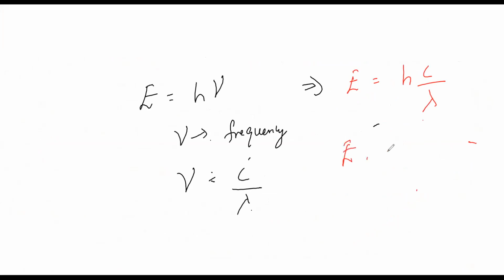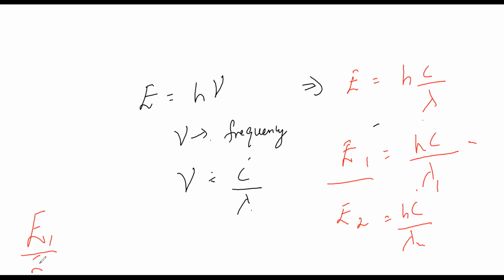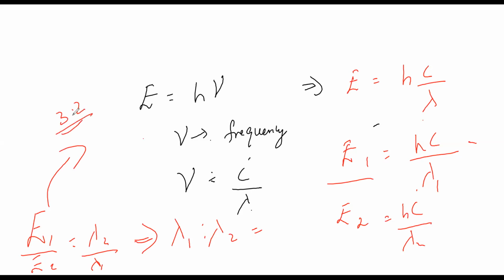So if I take E1, it will be hc by lambda 1. E2 is equal to hc by lambda 2. If I take the ratio E1 by E2, what will come? E1 by E2 is equal to lambda 2 by lambda 1. The question is, what is the ratio of lambda 1 to lambda 2? E1 and E2 are given in the ratio 3 is to 2, so this should be 2 is to 3. Hardly 2 seconds, if you know the concept.